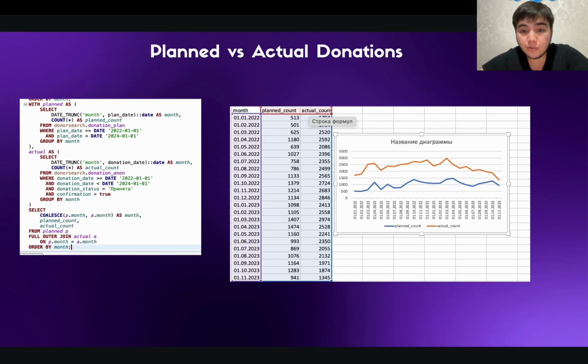I also compared planned and actual donations. Interestingly, actual donations were consistently higher than planned. That's very good, which shows strong user engagement. As you can see, the planned count is the blue line and the actual count is the orange line.